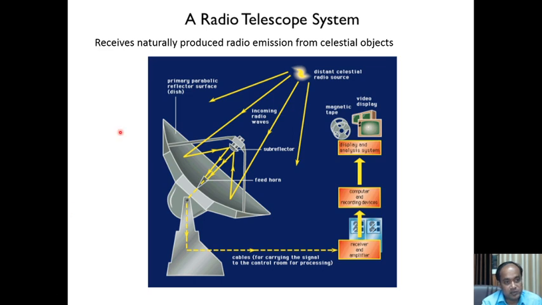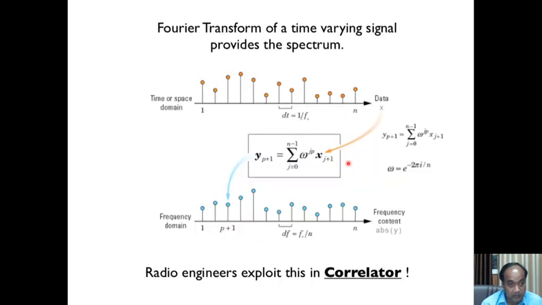So you receive them through a large dish antenna. This is basically the collecting. You amplify the signal which is received, and then you process it. The processing is done electronically, in a device called a correlator. So what we actually do to process this signal which is coming from the radio antennas is use the technique of Fourier transform.